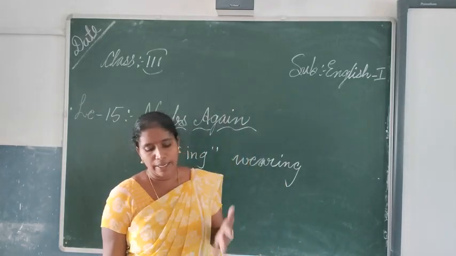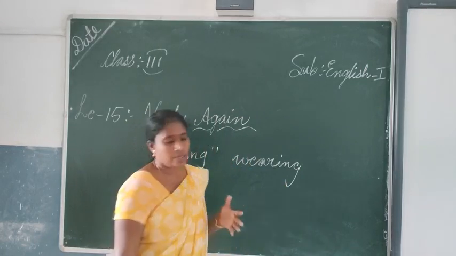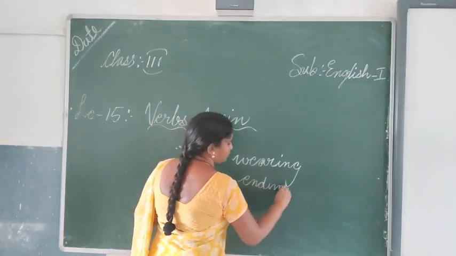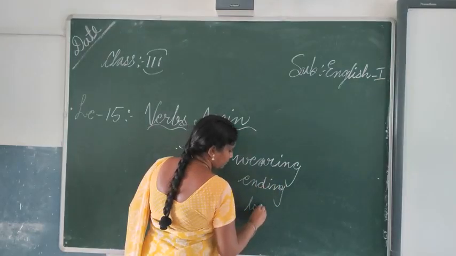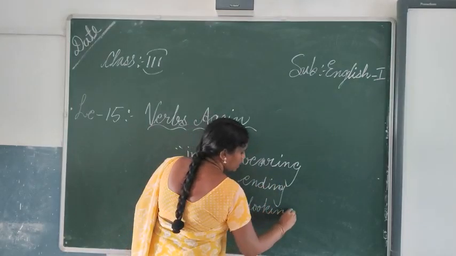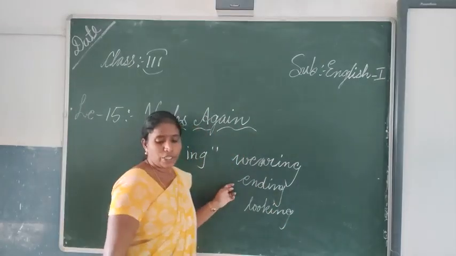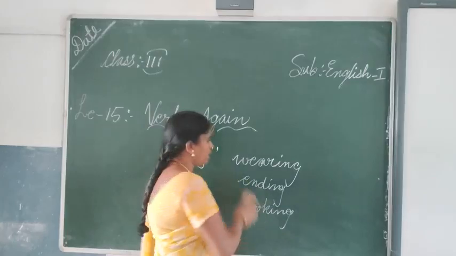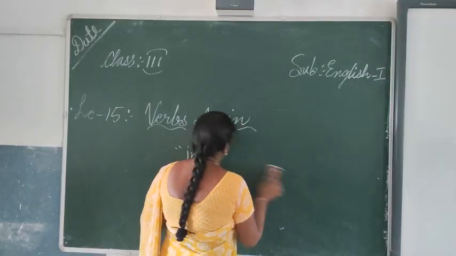Like end, ending; look, looking. So what is that? End, ending, looking. So you only have to add the ing forms. You have to add and you have to complete. Next one, if you see, next one what they have given.